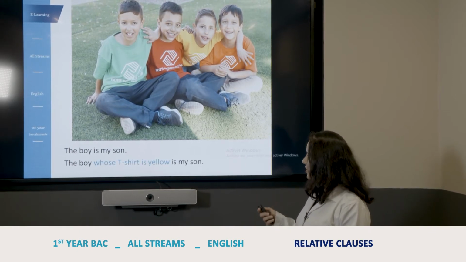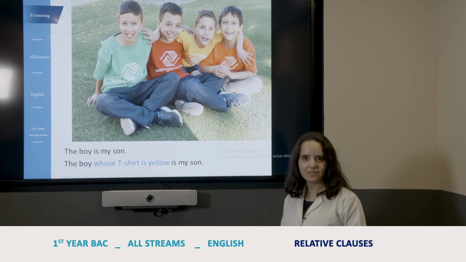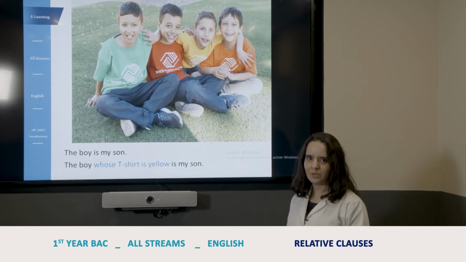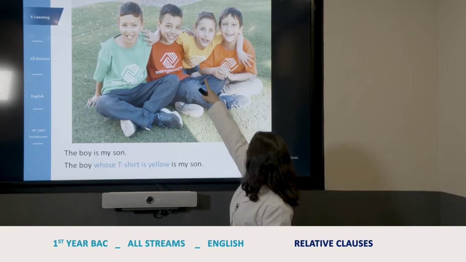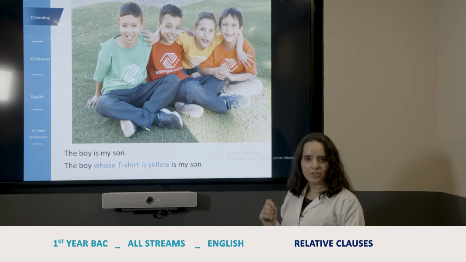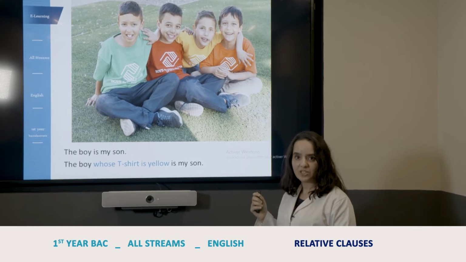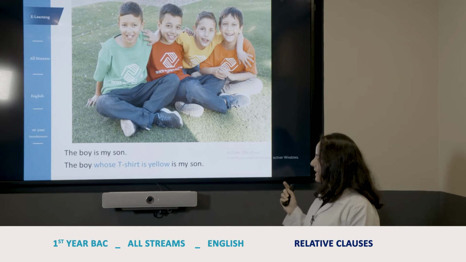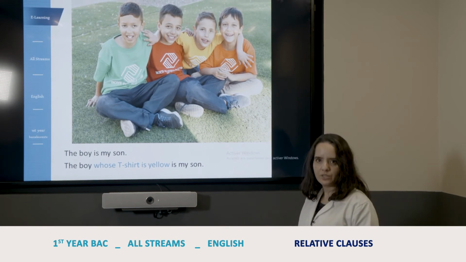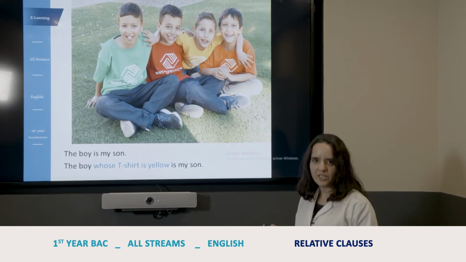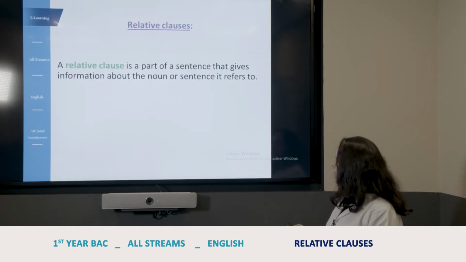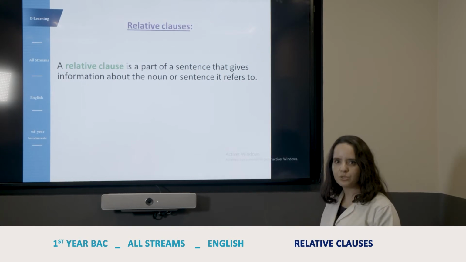The boy whose t-shirt is yellow is my son. Now I guess it's clear which boy I'm talking about. I'm talking about that boy, because he is the only one wearing a yellow t-shirt in the picture. So whose t-shirt is yellow is a relative clause that defines the boy. It gives us information about him. A relative clause is a part of a sentence that gives information about the noun or sentence it refers to.